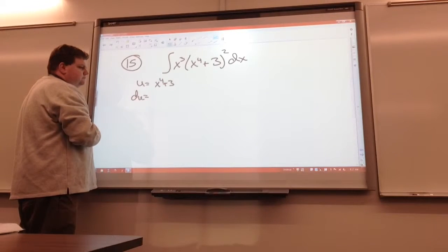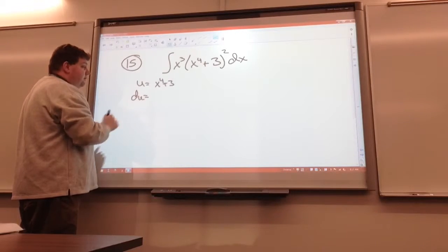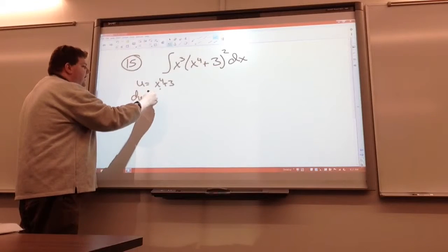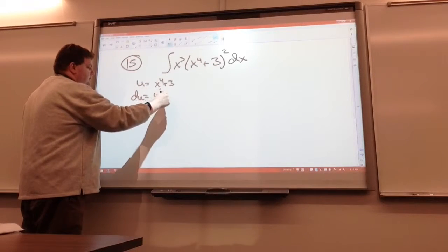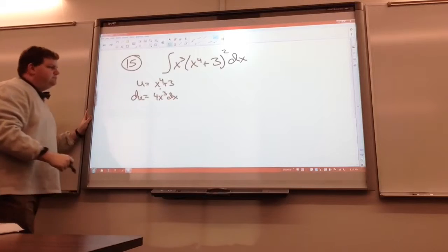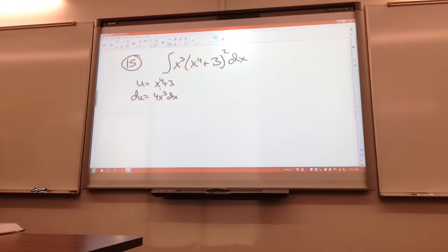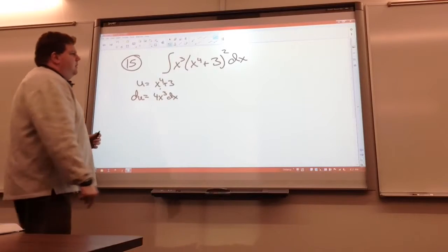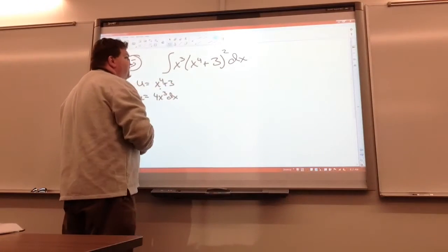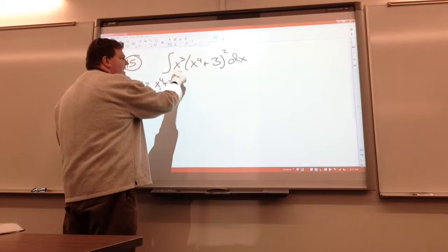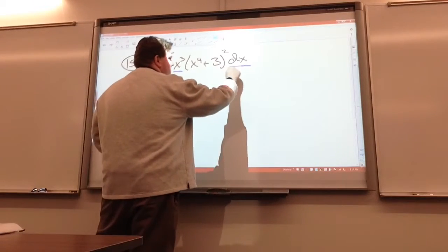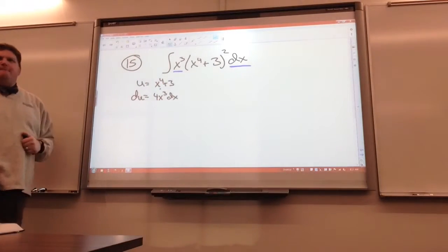4x cubed dx. Is it just x cubed dx? It's 4x cubed dx. So looking above, do I have 4x cubed dx? No. I've got x cubed, I've got dx, but I'm missing a 4, right?